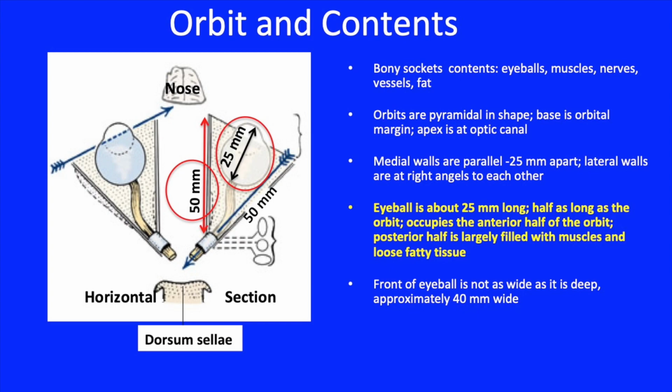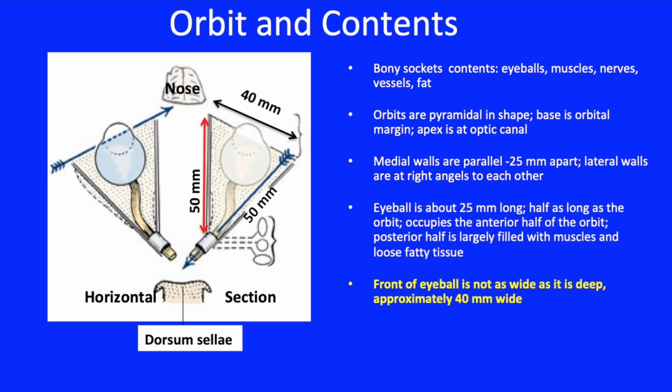Now, look at the eyeball and realize that it only occupies about half of the length of the orbit. As we saw in the first slide, and again we will see in the laboratory, the posterior half of the orbit is filled with muscles and loose fatty tissue. Finally, the eyeball is not as wide as it is deep. Note the width is approximately only 40 millimeters.